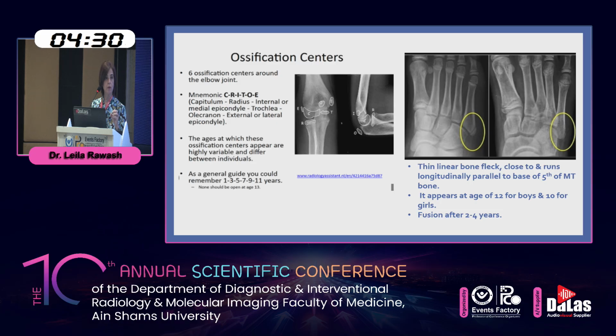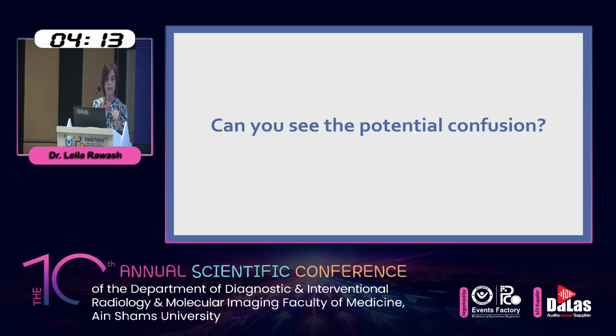And as you see as well, in children, these are all ranges. It shows at 10 years, 12 years, and then it closes 2 to 4 years. When do we know if it's closed, or if it's a fracture, and this kind of stuff. So, can you see the possible potential confusion?